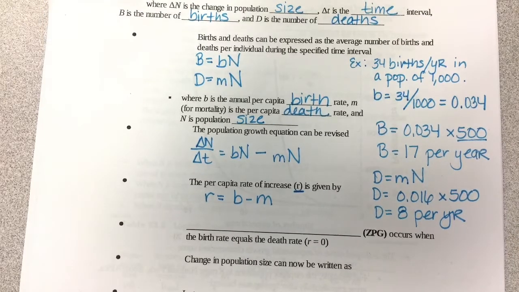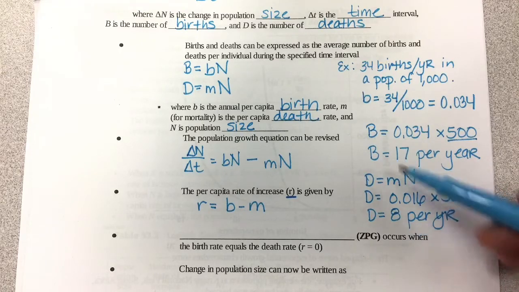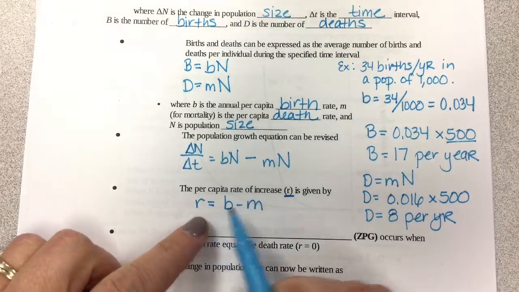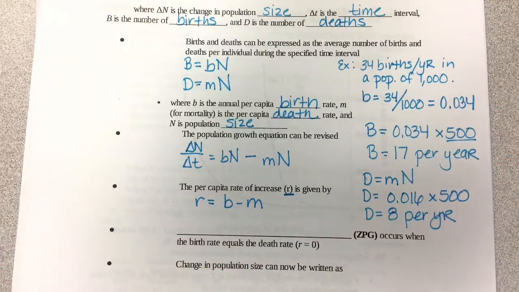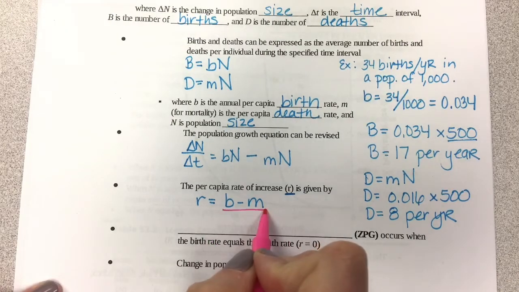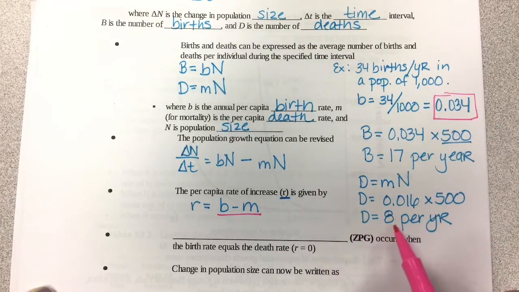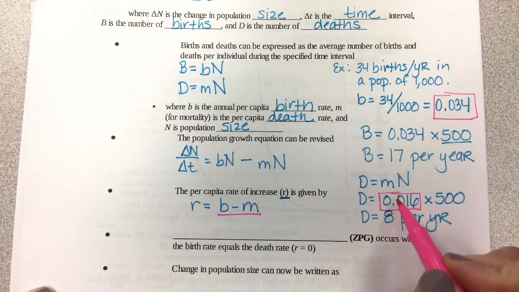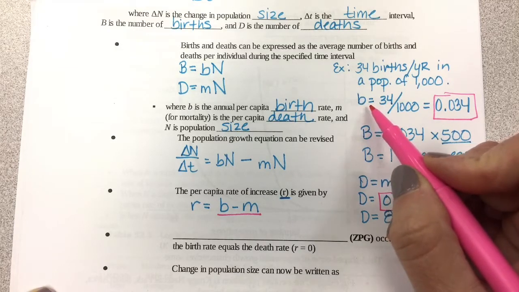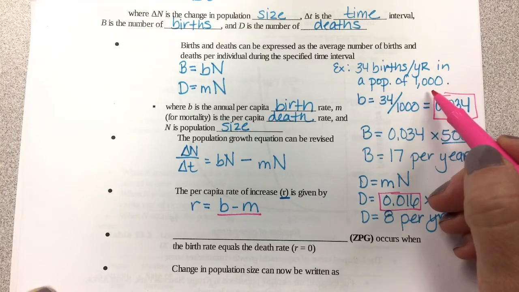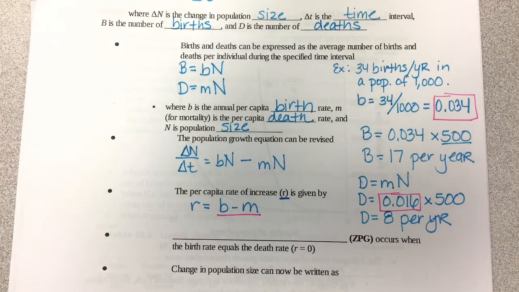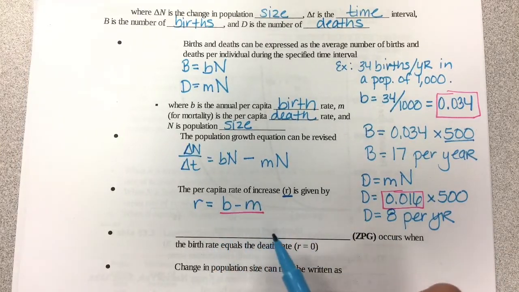So really we would have 17 minus 8, and that'll give you an increase. What this is saying is the rate of increase is whatever the birth rate was, which is 0.034, minus whatever m was. I didn't calculate m, but if I did the same thing as up above, 16 deaths per year in a population of 1,000 would give me 0.016. So if I take my birth rate minus my death rate, 0.034 minus 0.016 gives you an increase of 0.018.